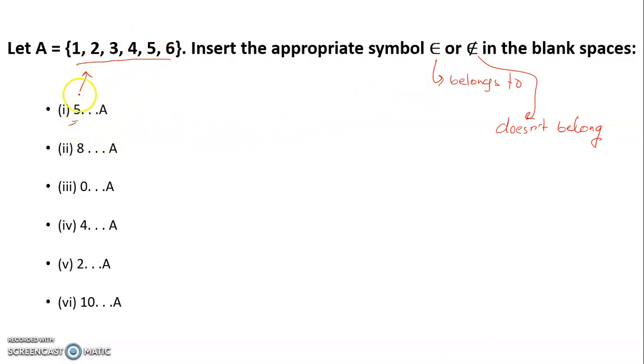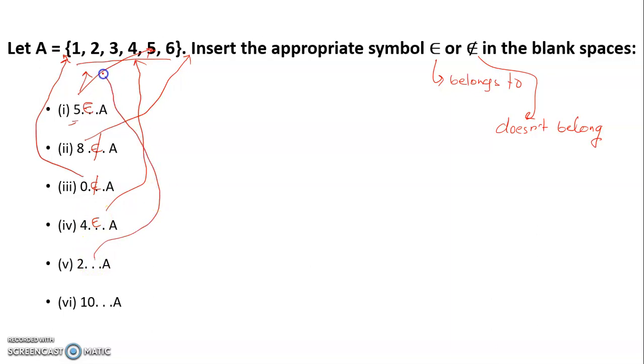So if you see, 5 is there here, so we can simply put belongs to. 8 is nowhere, it is outside actually, so it doesn't belong to. 0, I think you can clearly see 0 is outside this, so it doesn't belong to. 4, I can see 4 is sitting right here, so belongs to. 2, it is sitting again right here, and I'll again write belongs to. 10, if I see, is way outside the particular collection, so it doesn't belong to this set.